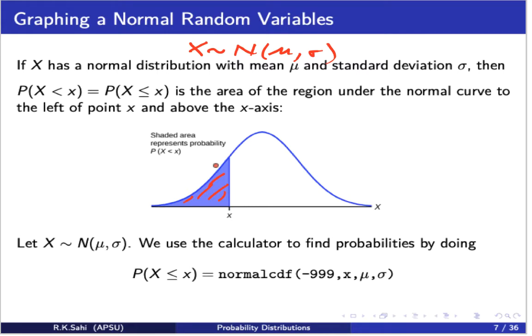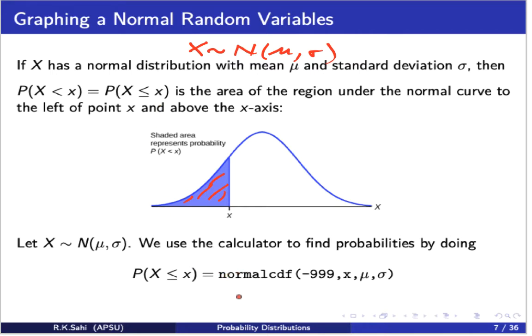We represent it as the area under the normal curve, and the shaded part to the left of x represents probability x strictly less than x. It is the same as probability x is less than or equal to x. Very important: our normal distribution represents a continuous random variable.